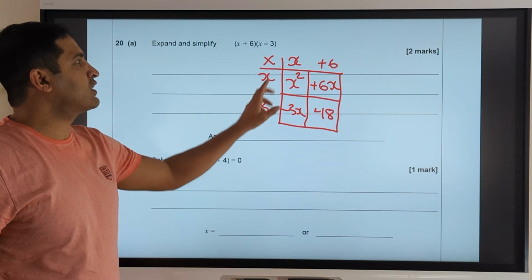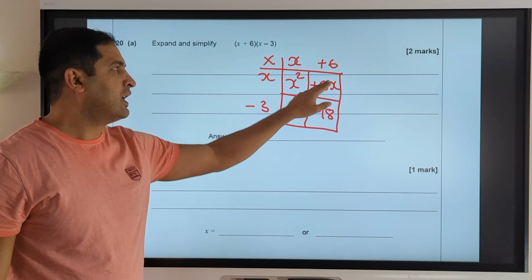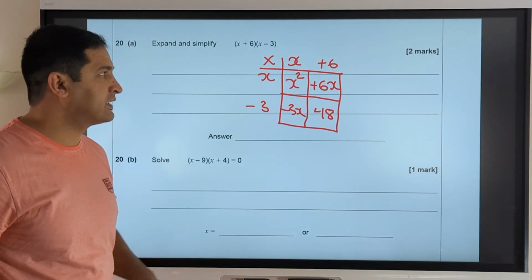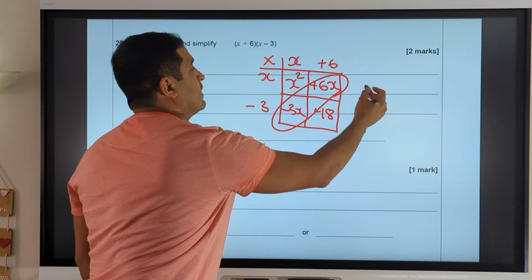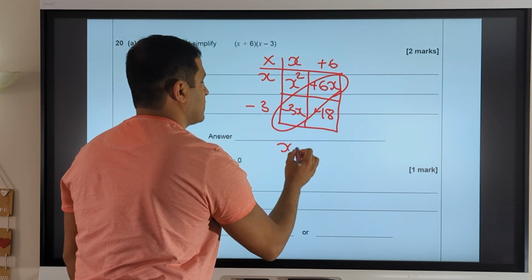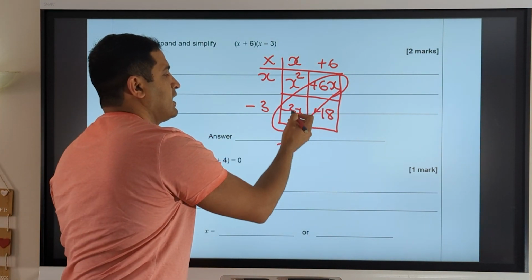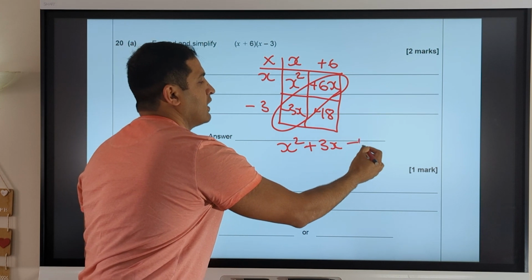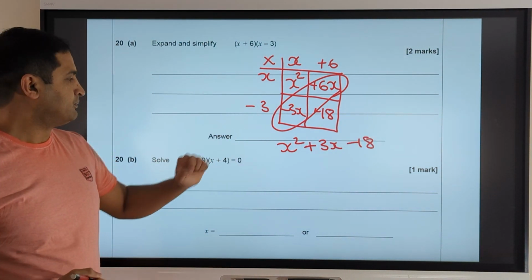So that's expansion done. Now we need to simplify. Simplify means you collect the common terms. You can collect these negative 3x with the positive 6x. So we would get these two added together and your answer would be x squared, because that's the only x squared term we got. Then 6x take away 3x gives you positive 3x, and then you got the negative 18, and that's the simplified answer.